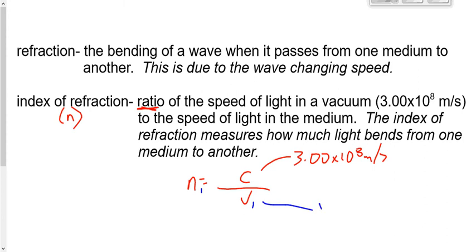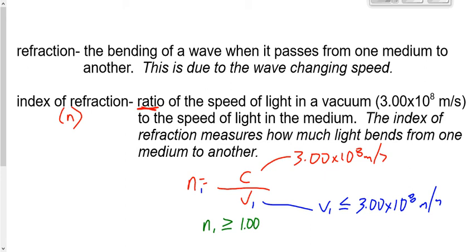This v, by the way, will always be less than or equal to 3.00 times 10 to the 8. It'll never be bigger. The bottom number will never be bigger than the top, which means the index of refraction will always be greater or equal to what? 1. The index of refraction of air is like 1.003 or something like that. It's really, really close to 1. Light doesn't bend very much in air.